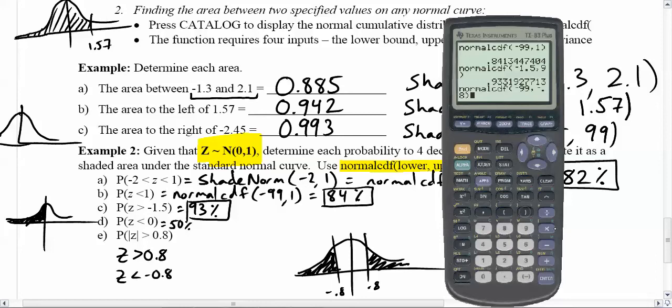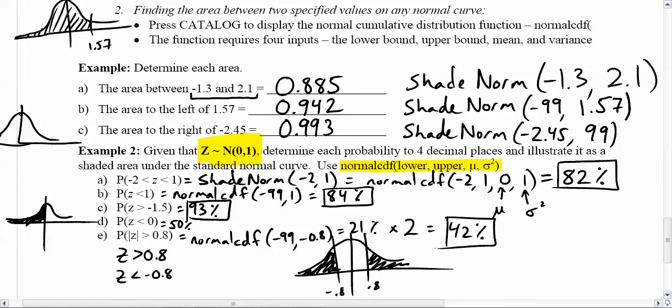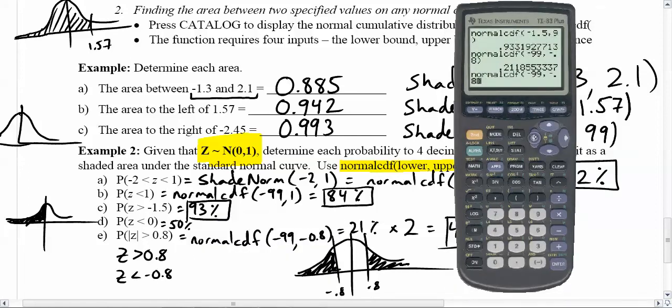So to -0.8, I get 21%. So I'm finding the normal CDF from -99 to -0.8. That was 21%. So probably the other side will also be 21%. So times it by 2, and I get 42% of the graph. And I could check that by doing another calculation from +0.8 all the way to 99. Yeah, it's the same.